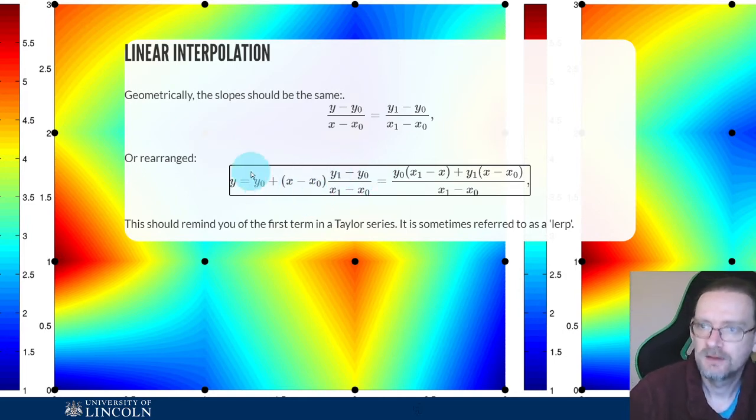You can also see that this looks like the start of a Taylor series. You've got the point that you're expanding around, then the distance from the point, and then essentially the derivative at one of the points.